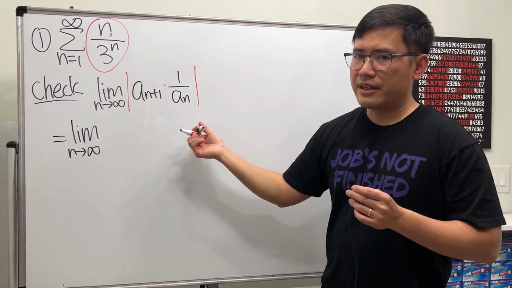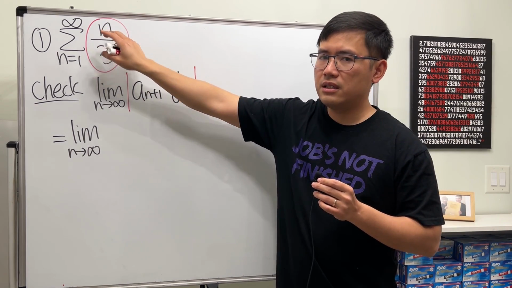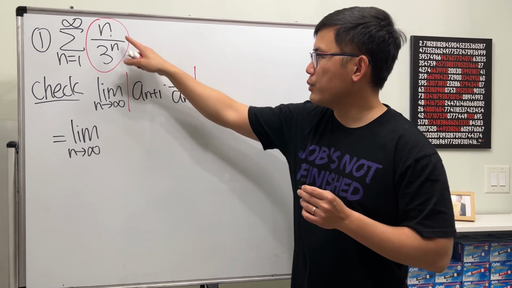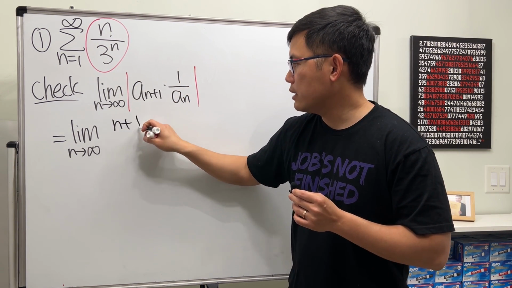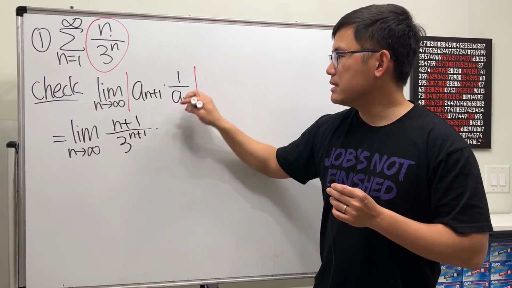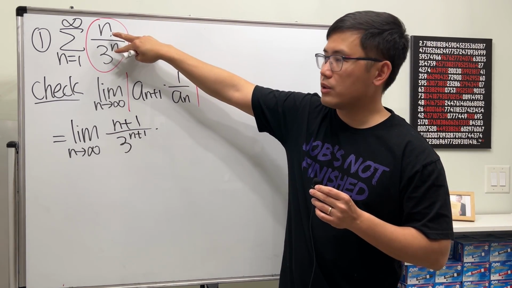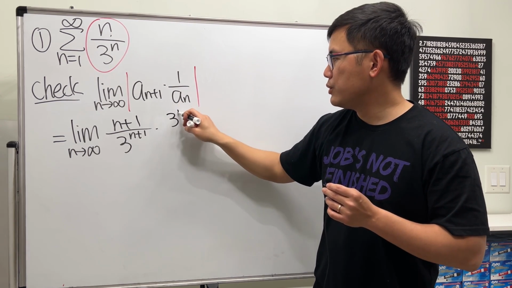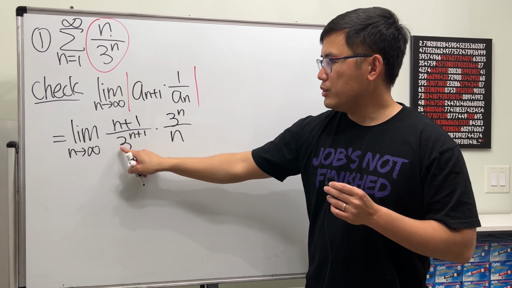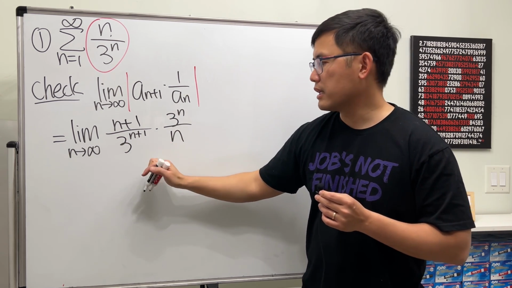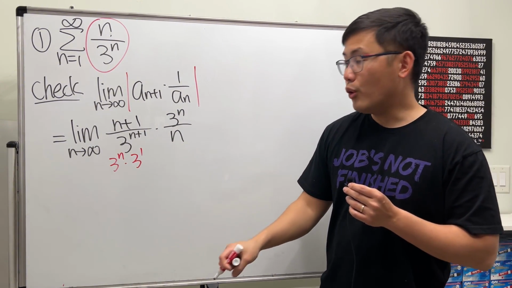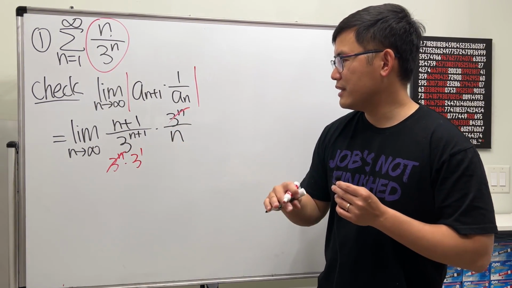The absolute value doesn't matter because here everything's positive. Yeah, 3 to the n is positive. An plus 1, you just put n plus 1 into here and here. So n plus 1 over 3 to the n plus 1 times the reciprocal of the original. So just do that. 3 to the n over n. Now check this out. 3 to the n plus 1, we can break it apart as 3 to the n times 3 to the first. Moreover, 3 to the n cancel.